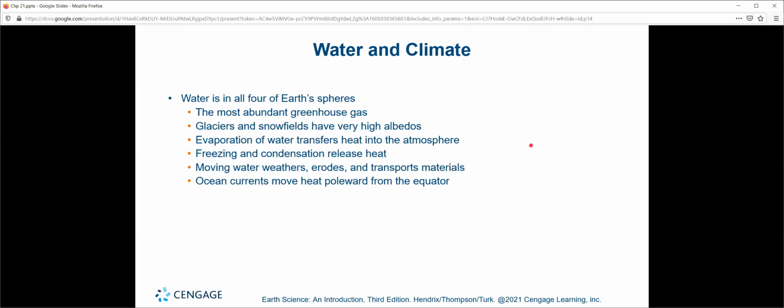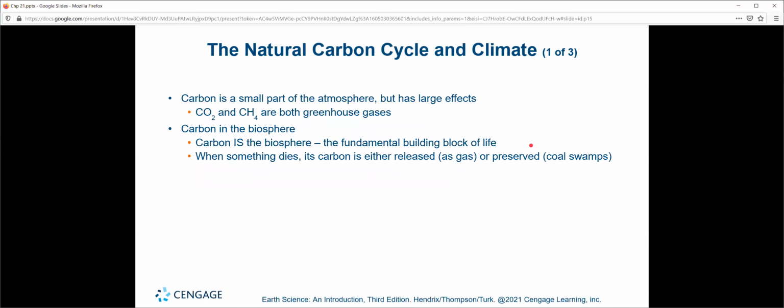The moving water weathers, erodes, and transports material, and ocean currents move heat around. Water is very crucial to the climate. Understanding the climate allows you to understand the way the hydrosphere works. Understanding the way the hydrosphere works allows you to better dictate the machine that is the climate. Very interconnected, the two are. And this understanding of the hydrologic cycle and how that works leads us into this fun talk about the carbon cycle. Everything in science kind of runs in cycles.